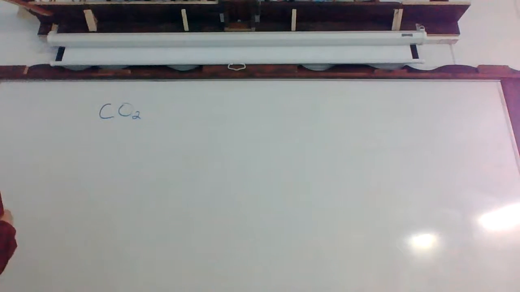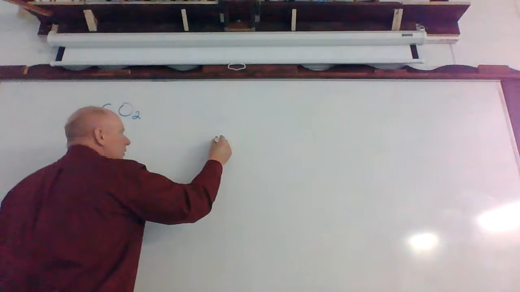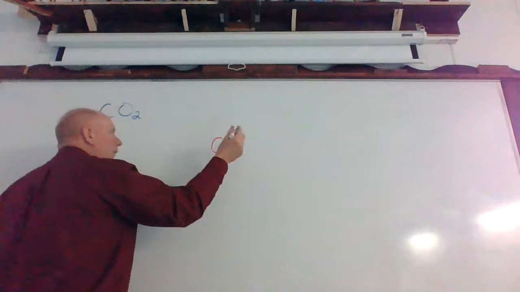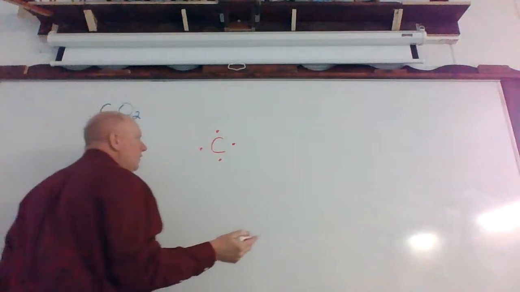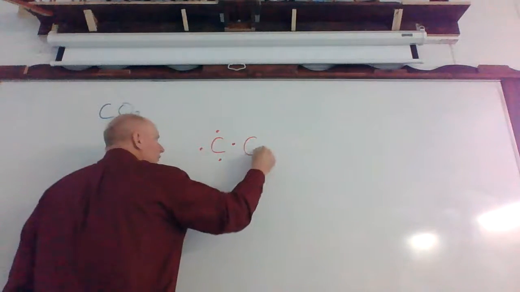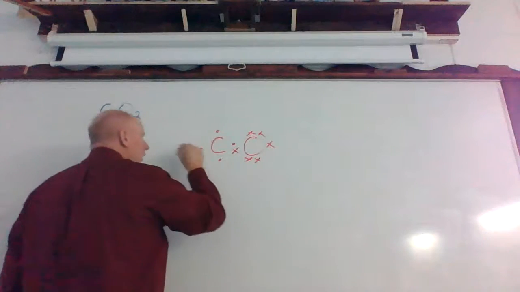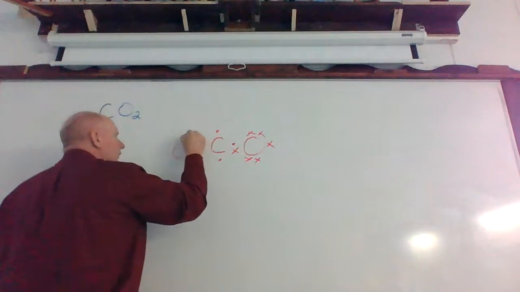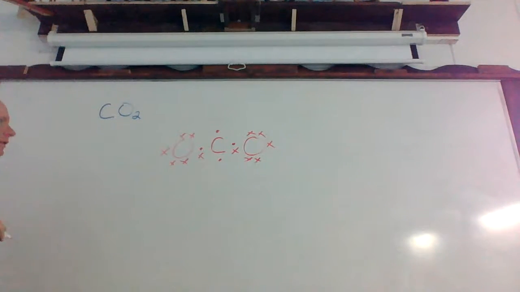So, as we look at this, the first step you might do is say, well, carbon's in column 4, so you might try this. And then you're going to say, well, we got one oxygen, make a single bond, and then going over here, is there a problem with this? Carbon does not have 8, neither does oxygen. So, yes?